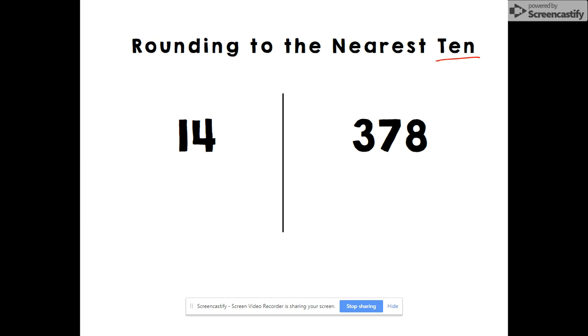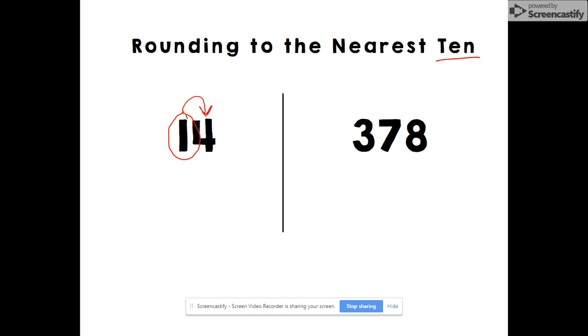So the rhyme says to find your number and look right next door. So in 14, I'm going to circle that 1 because it's in the tens place. And I'm going to look right next door in that ones place. Your ones place is really important because it tells you if the number in your tens place is going to change or stay the same.